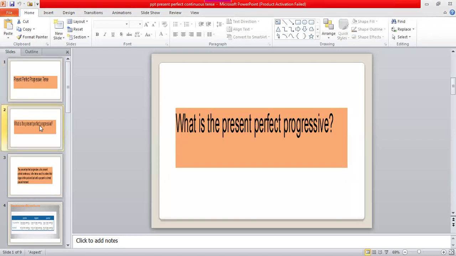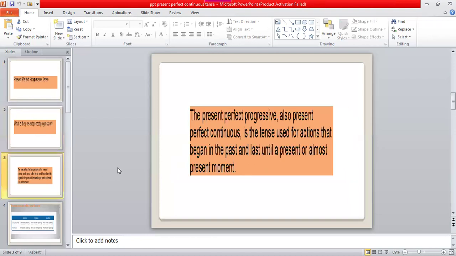So first of all, we have to understand what is present perfect continuous tense. The present perfect continuous tense is also called present perfect progressive tense. It is the tense which is used for actions that began in the past and last until a present or almost present moment. It means that the action started in the past, but it is still going on in the present time. This is the reason that it is called present perfect continuous tense.